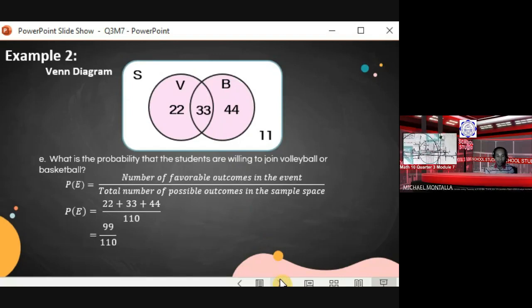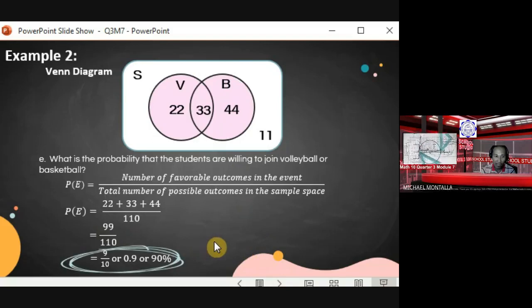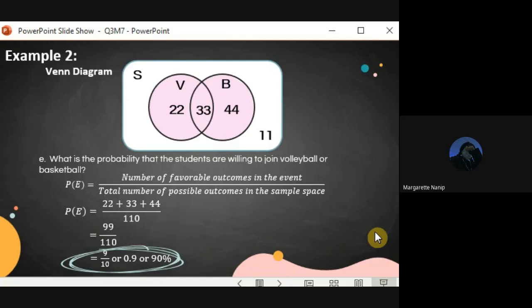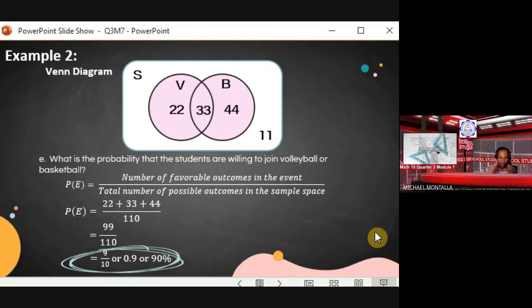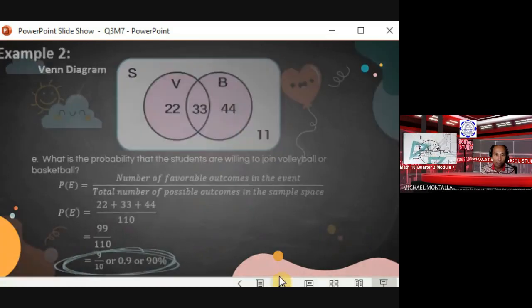May lowest term ba to? Mag-divide tayo ng 11. Kasi pag ang number na uulit ng dalawa, pwede i-divide ng 11. Oh, 9 over 10. So, 90% or 0.9. Did you get our last problem for that example? Opo. Okay, thank you so much. Let's proceed now to the next one. Next kind of problem tayo.